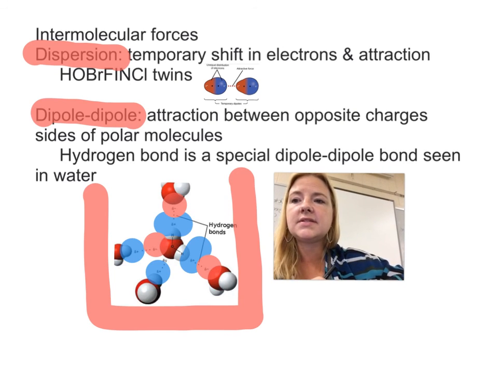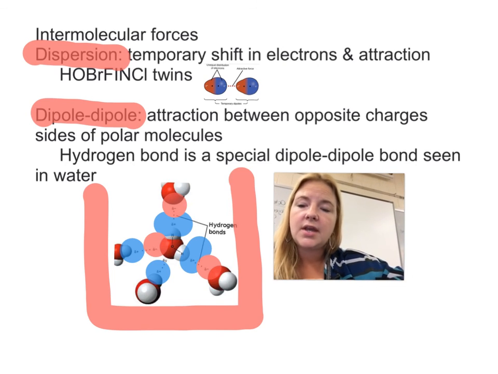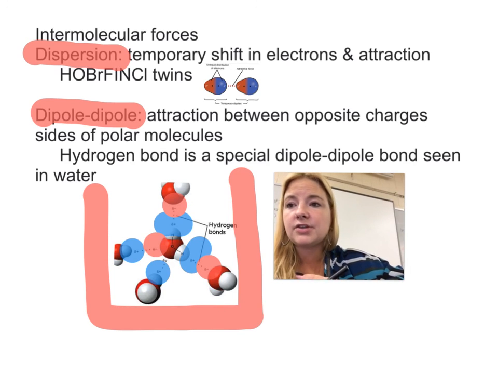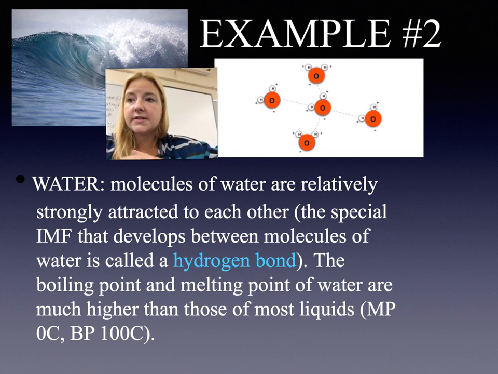And so since it does that, that side of the molecule gets a little bit of a negative charge, and that's called a polar molecule. Well, when you've got opposites, a positive and a negative, attracted to each other, then they're going to have that attraction, and they're going to have a little bit stronger of an intermolecular force.